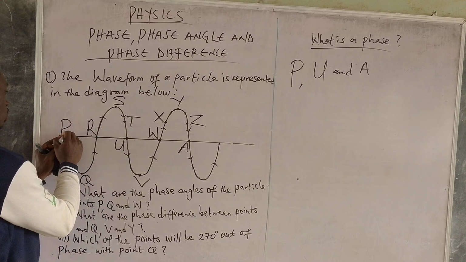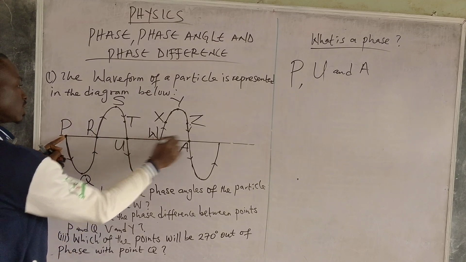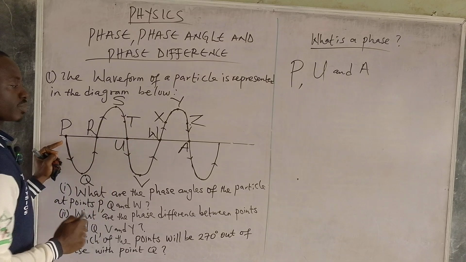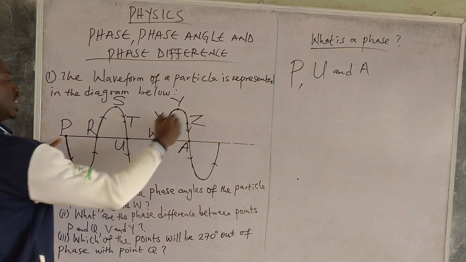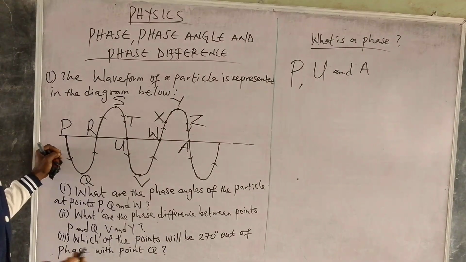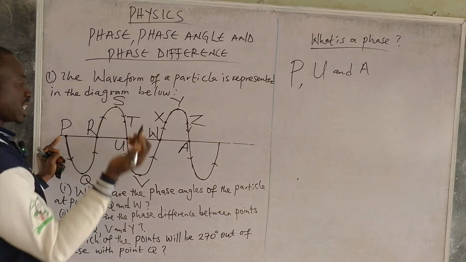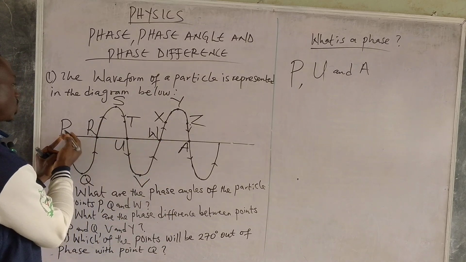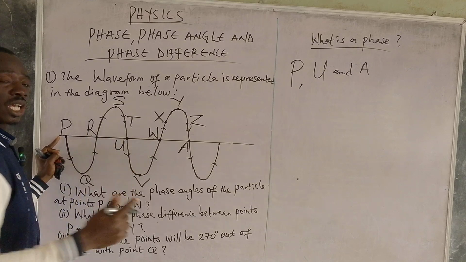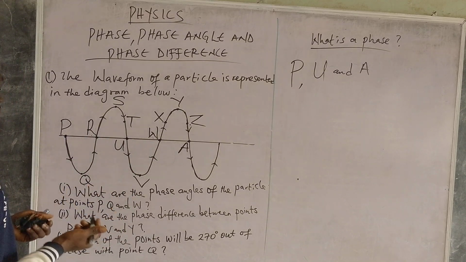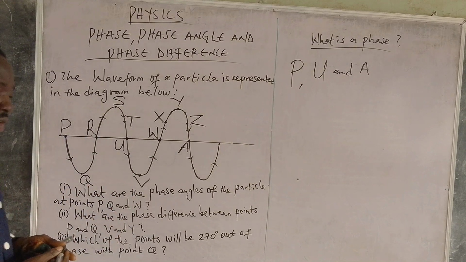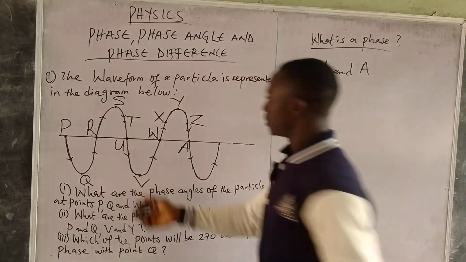All of them are on the horizontal line at the origin, and they are also traveling downward in the same direction. So don't be tempted to say R is in phase with P. Don't be tempted to say W is in phase with P. R and W are totally out of phase with P. All right? Now let's answer the questions we have below.